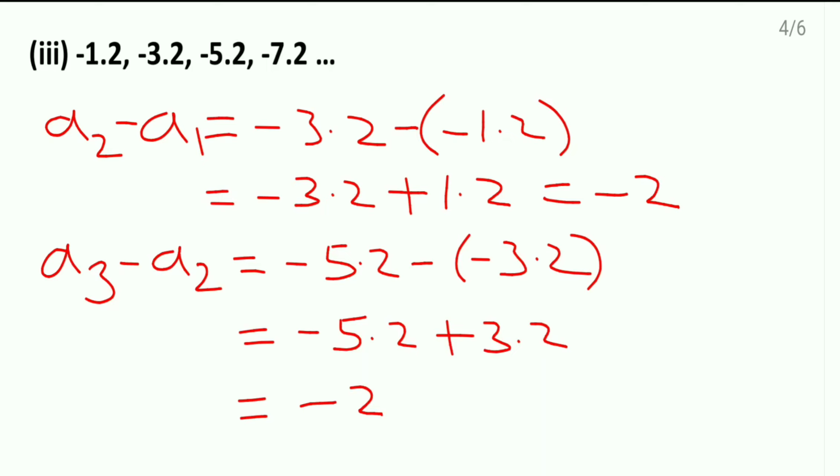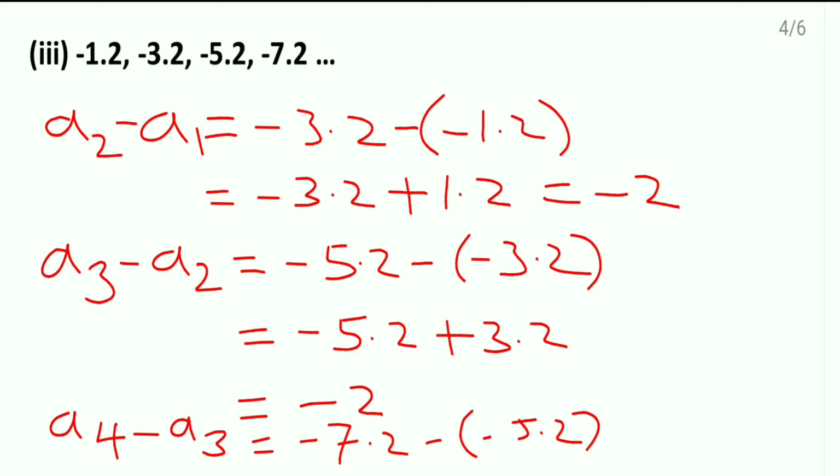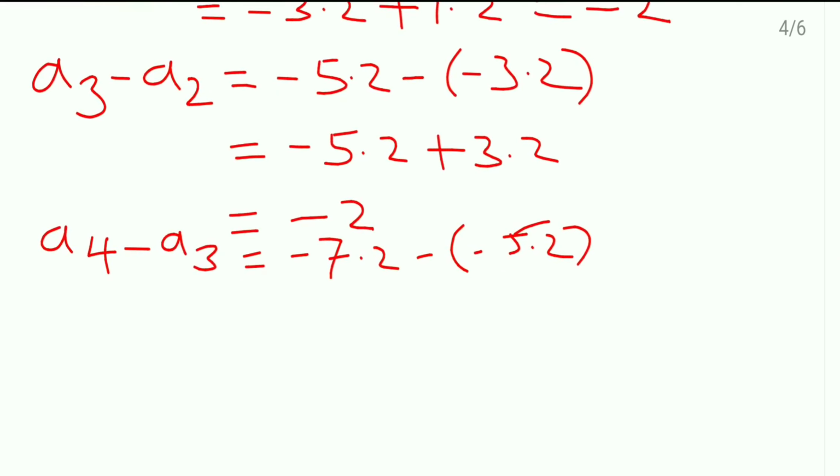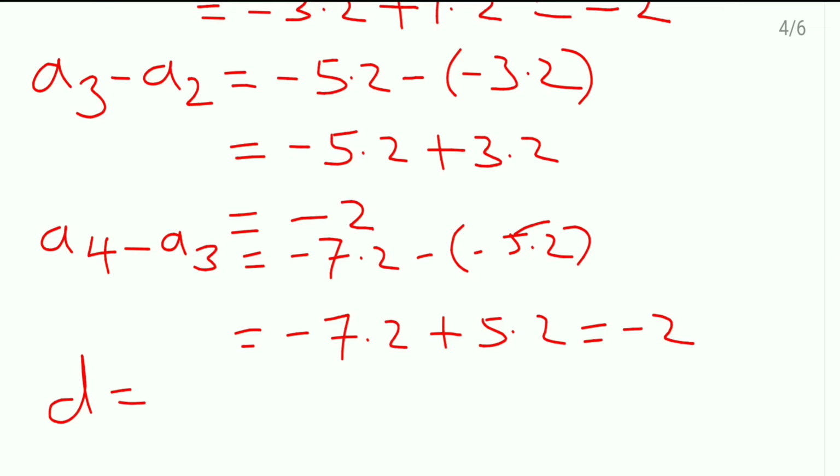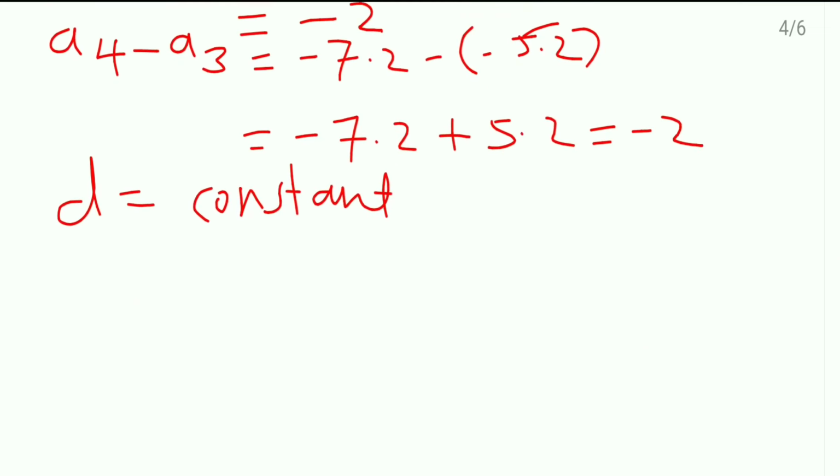Come to the next one here. A4 minus A3, which is equal to minus 7.2 minus minus 5.2. If you observe properly, once again we will write it down here, minus 7.2 plus 5.2, which is nothing but minus 2, right? Everywhere you see your common difference is coming same. That means D is constant. Therefore, it is an AP. Correct?